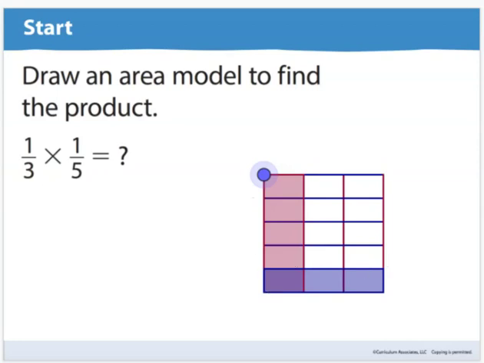Our answer is shown right here in the overlap, which becomes our numerator, 1, out of the total number of boxes, which is 15. So if you remember the process of numerator times numerator, denominator times denominator, the product of this problem is 1/15.